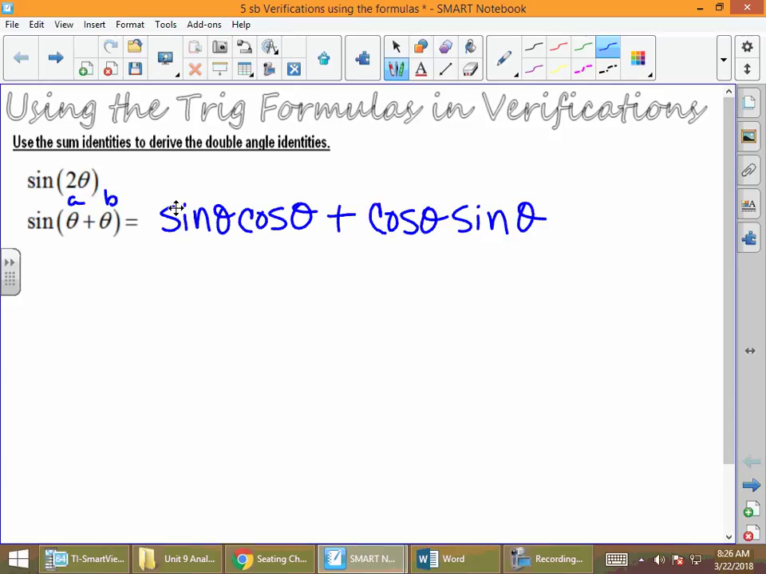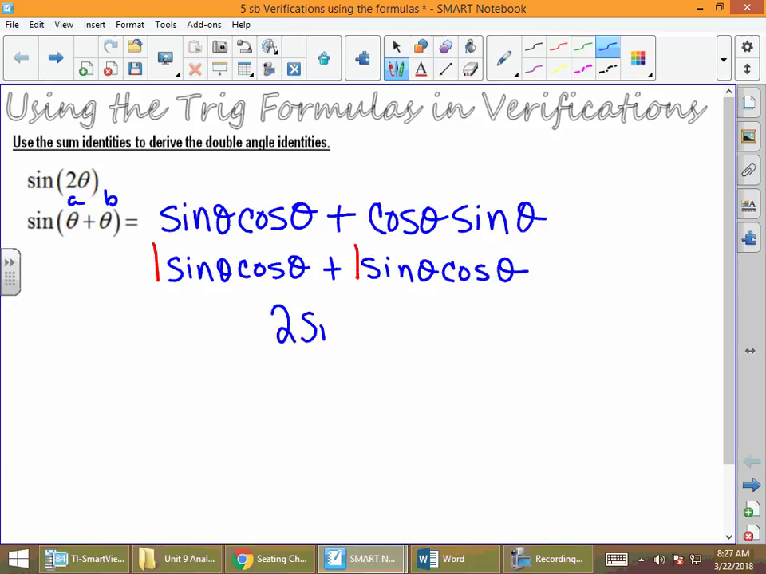By the way, you don't even have to write this next step, but sine of theta cosine of theta, we can turn this around and write it as sine of theta cosine of theta, if you don't recognize that those are like terms. And when we add like terms, we add the coefficients. There's a 1 in front of this sine theta cosine theta. There's a 1 in front of that sine cosine theta. And what we end up with is 1 plus 1 is 2 sine theta cosine of theta.